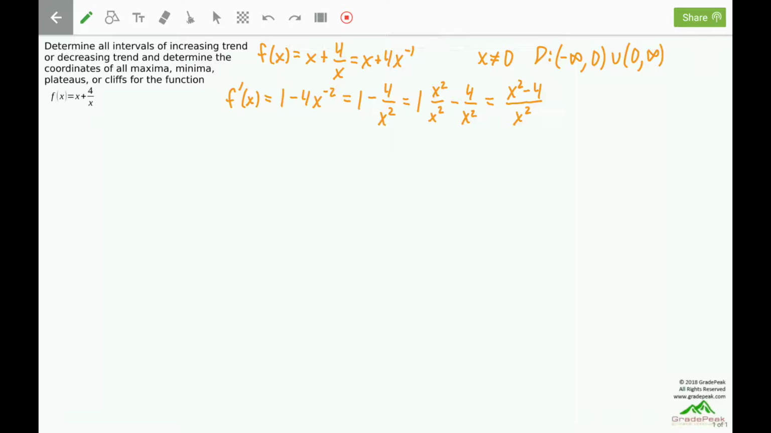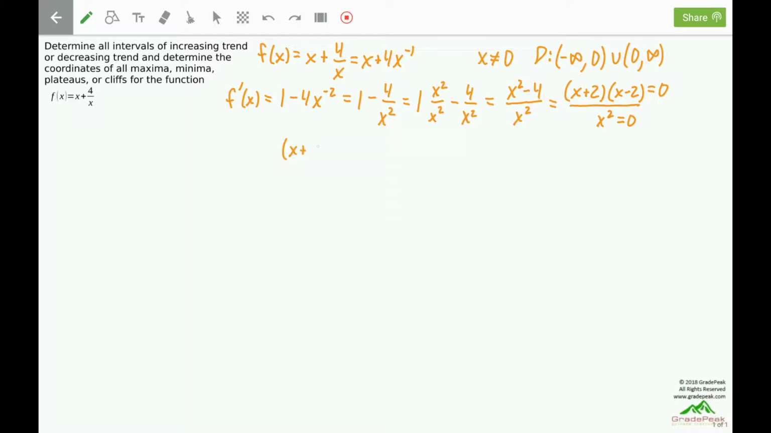We now want to fully factor the first derivative. The numerator is a difference of squares, and we'll factor into an x plus 2 and an x minus 2. The denominator is a single term, and it'll stay as is. We can now set the numerator equal to 0 and the denominator equal to 0 and solve for all x's.